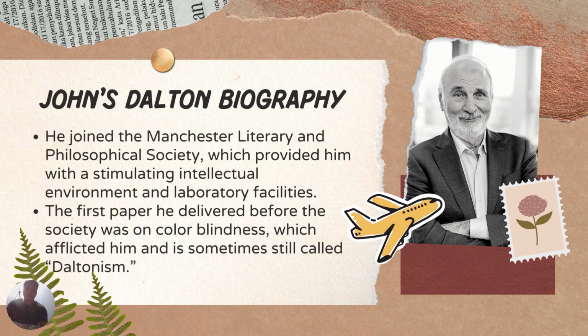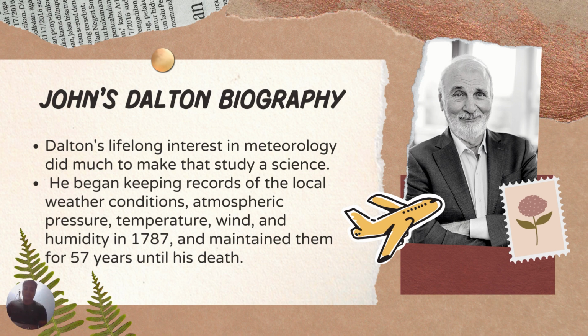He joined the Manchester Literary and Philosophical Society, which provided him with a stimulating intellectual environment and laboratory facilities. The first paper he delivered before the society was on color blindness, which afflicted him and is sometimes still called Daltonism. Dalton's lifelong interest in meteorology did much to make that study a science.